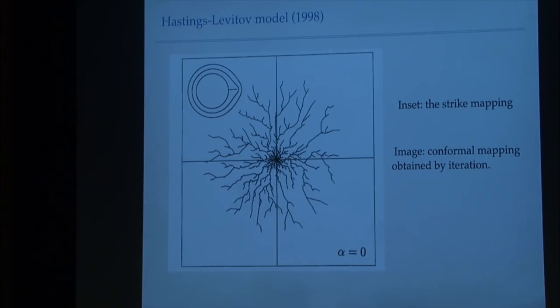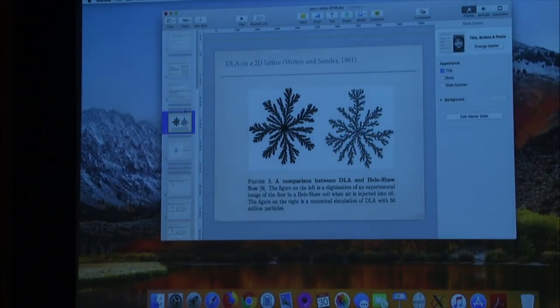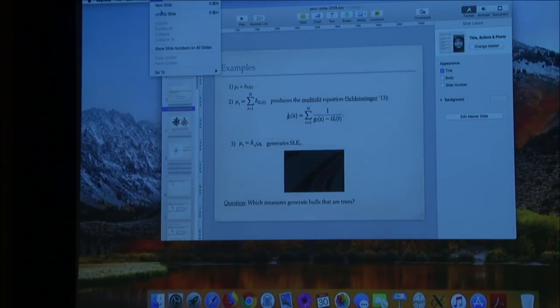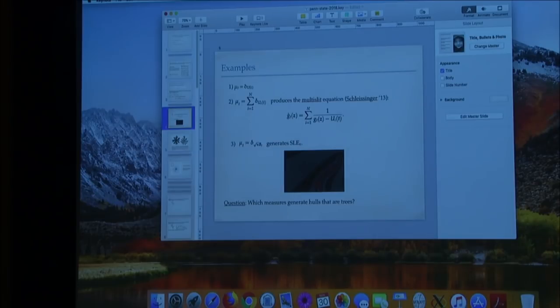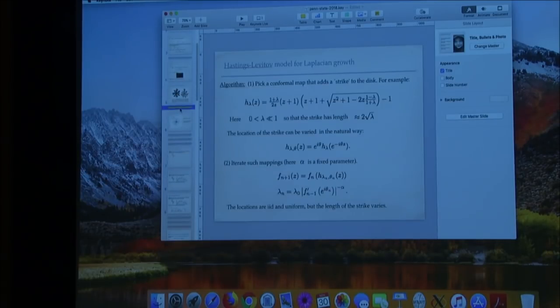I don't understand how this mapping is defined here. Can you tell us a little bit about that? If you really want to see it, I'll have to go back to a slide that I skipped. Let me just show you.